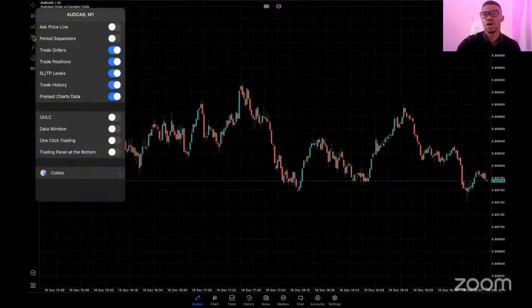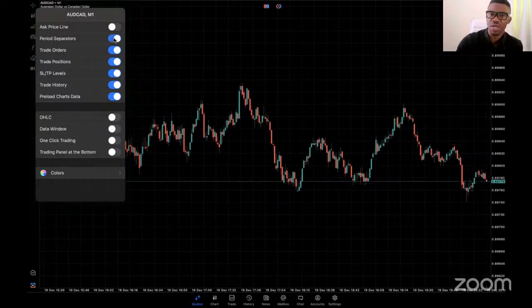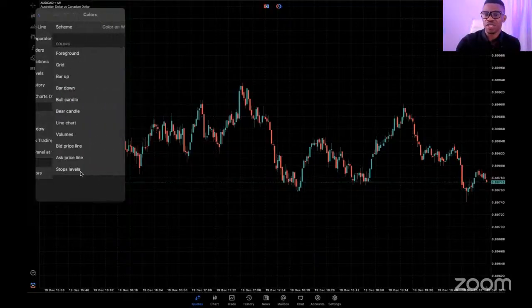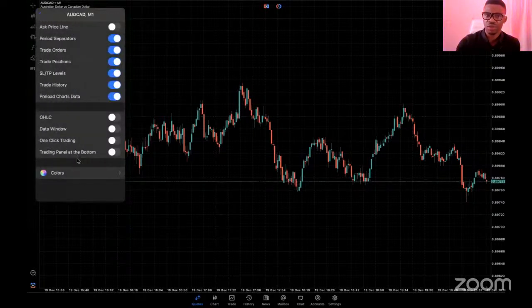This controls the period separator. We called out the period separator the last time. I talked a little bit about it. I'm adding it now again. Then that time we did color settings in MT4. It was here we did it, but we don't need to do it now because it's already been done.